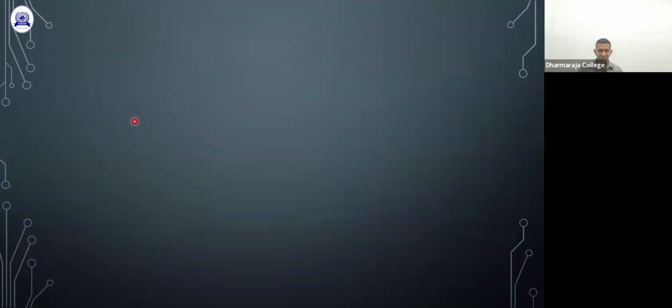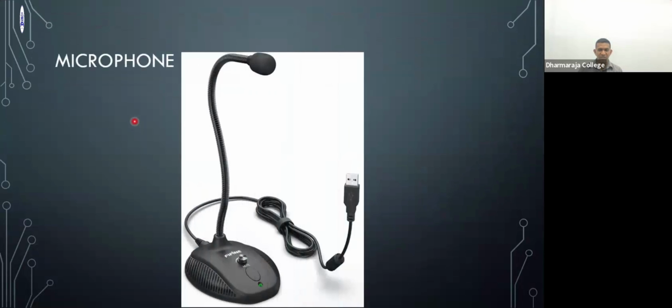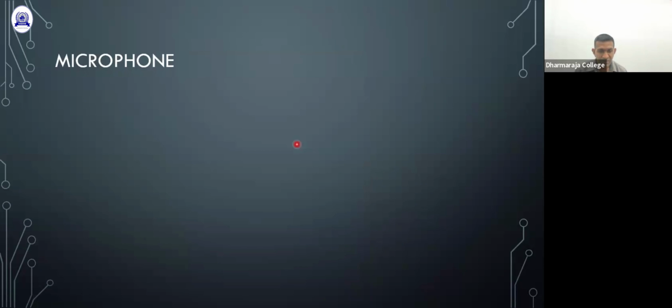Then we can see the microphone. It's to give you sound. Now, I want to do a special recording or special announcement, or I want to sing a song. I want to put my song into my computer. So how can I give it? It's through a microphone. From this microphone, I can give my sound to the system.